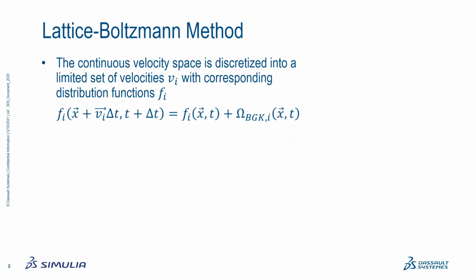So now let's move on to the lattice Boltzmann method. The difference to the Boltzmann method that I showed previously is that the continuous velocity space is now discretized into a limited set of velocities that I call here v with a subscript i, with corresponding distribution function f_i. So basically the equation that you see here is the same as previously, just now with a subscript i added that is valid for all of the discretized velocities.